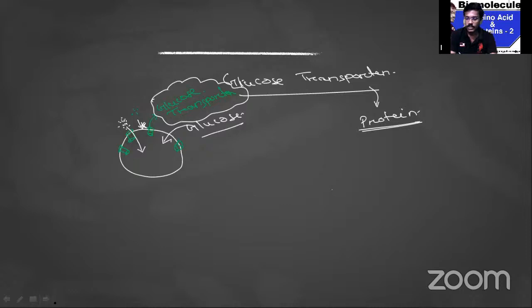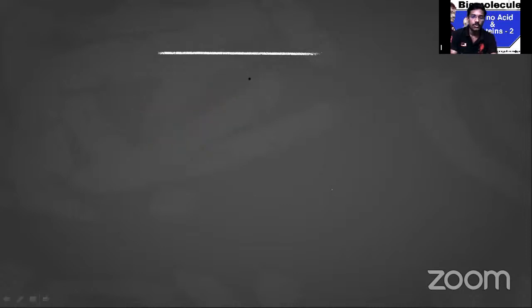Okay. Another thing we have to discuss here is the isoelectric point of the amino acid. This is the last topic, and after completing it, I will end this session. So here we have to discuss the isoelectric point. Let's see the isoelectric point of the amino acid.